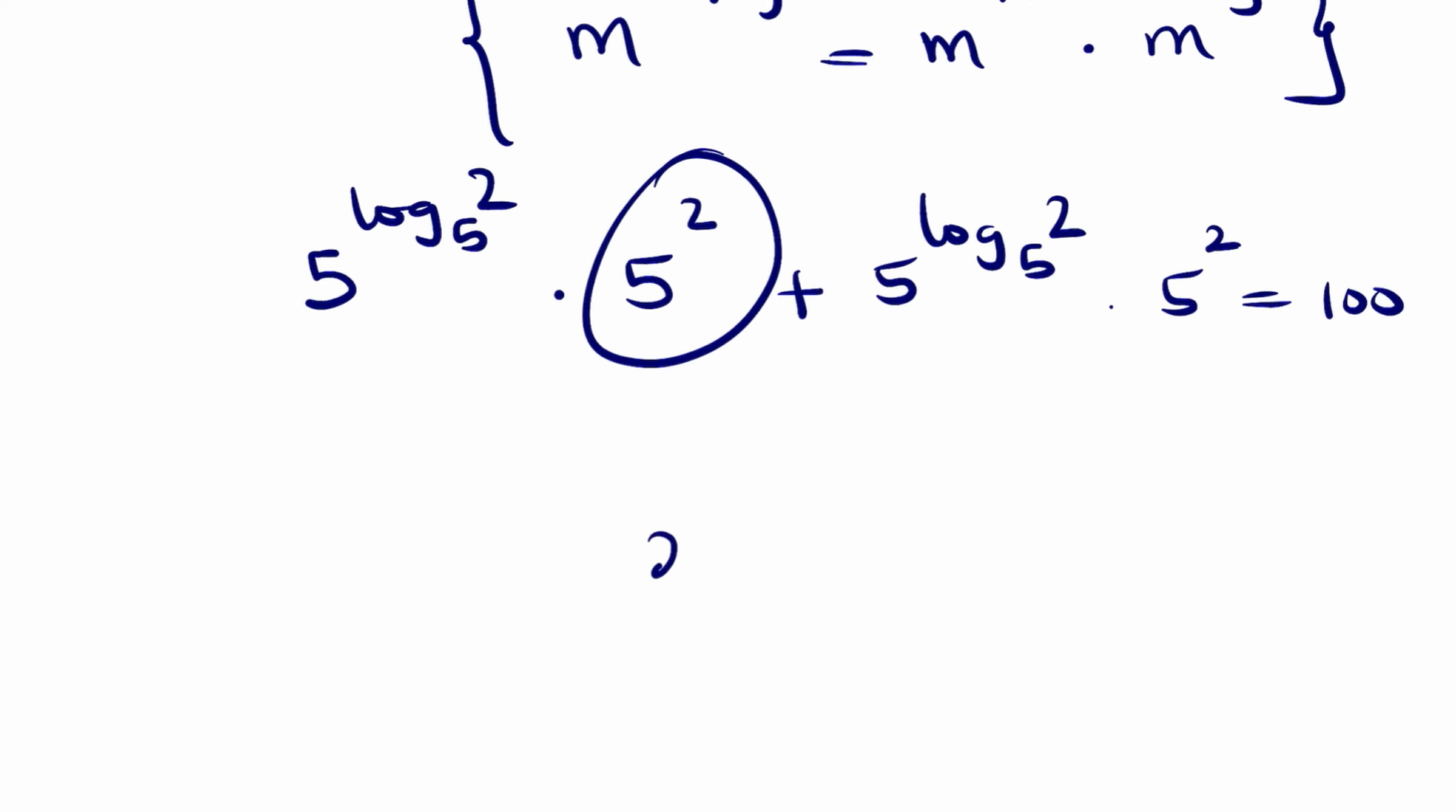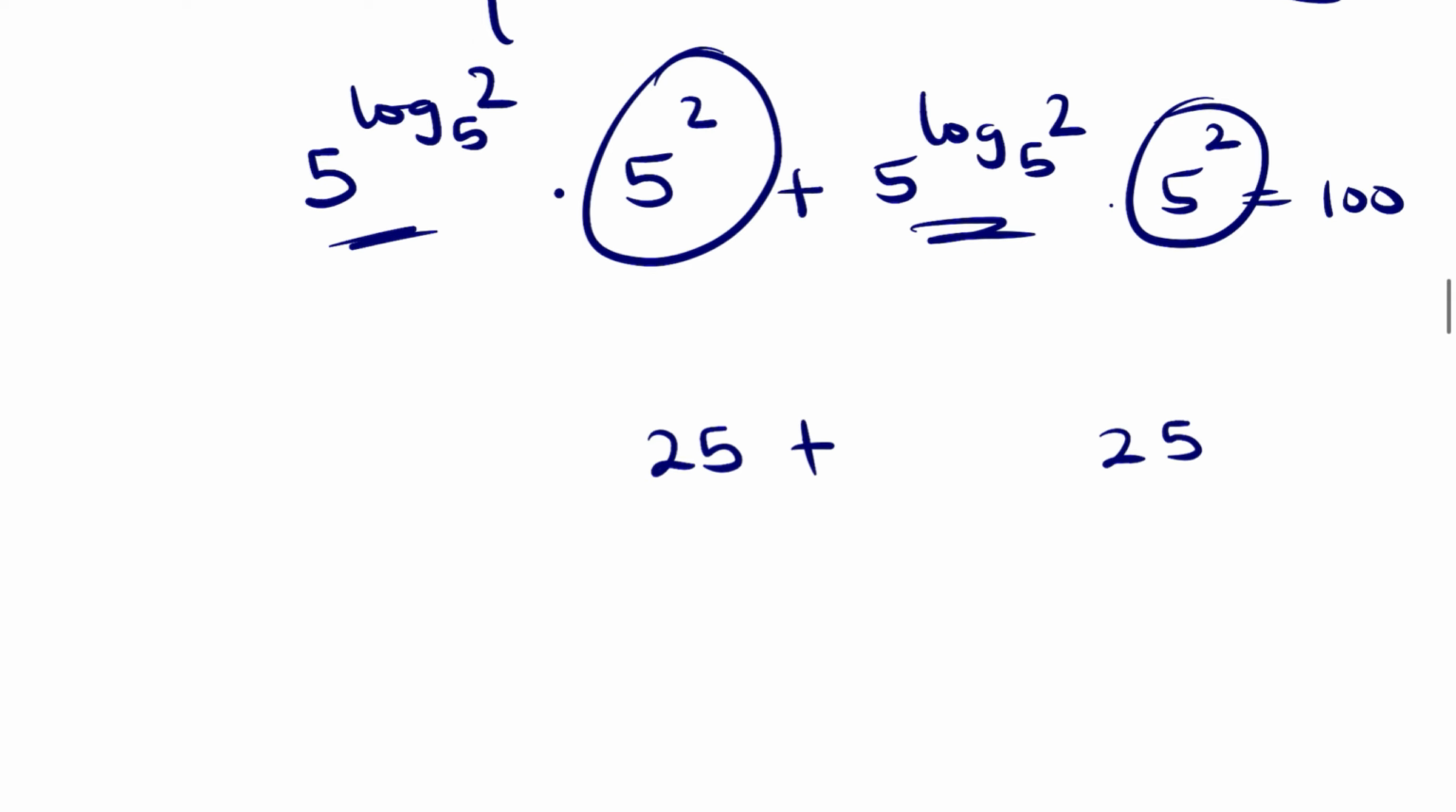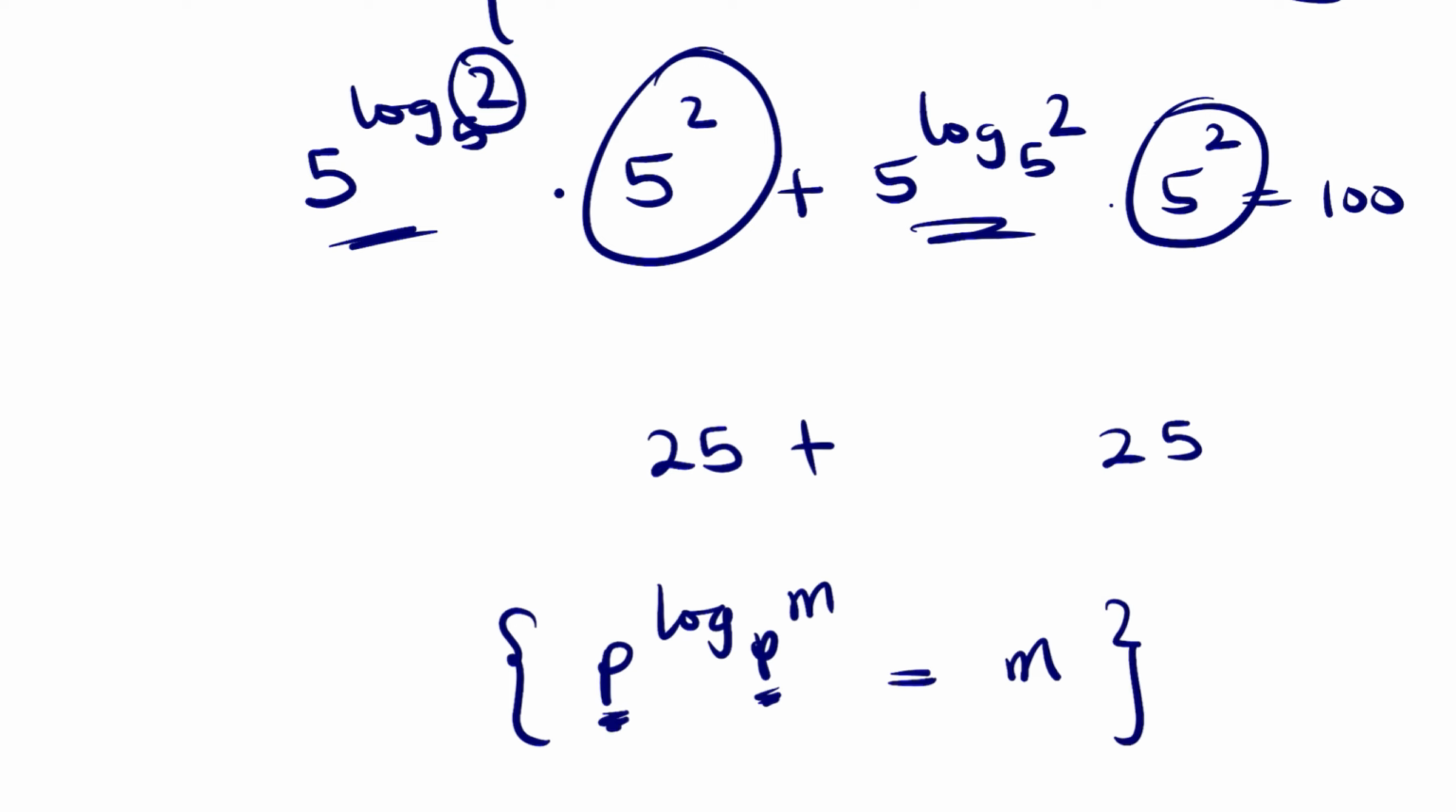This is 25. And this is 25 as well. But what about this and this? The expression 5 raised to power log 2 base 5, we are going to resolve it by considering the law of logarithm that says when you have, for instance, p raised to power log m base p, the result is always m because this base and this base are the same. So in this case, the result will be 2.